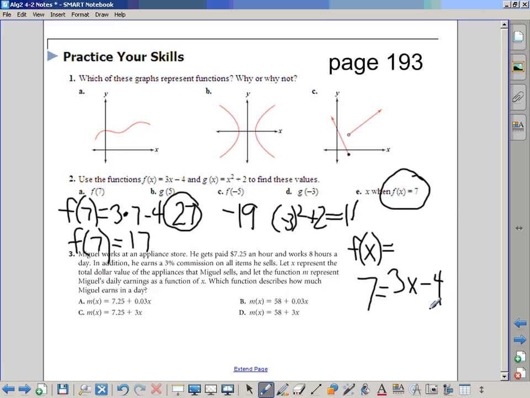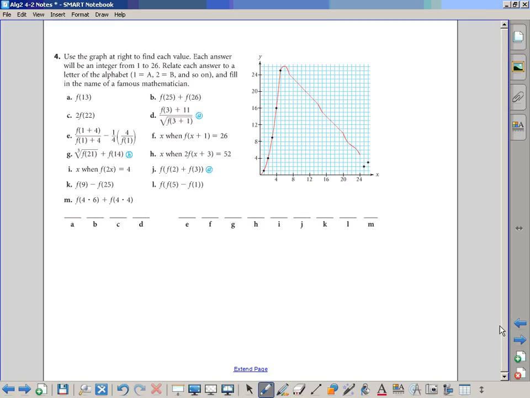This is like telling you what y is, and you have to find x. You're going to add 4 to both sides to get 11 equals 3x. Dividing both sides by 3, we get 11 thirds, or 3 2/3 as your answer. Let's move on to number 4. Now, number 4 is a very involved problem.